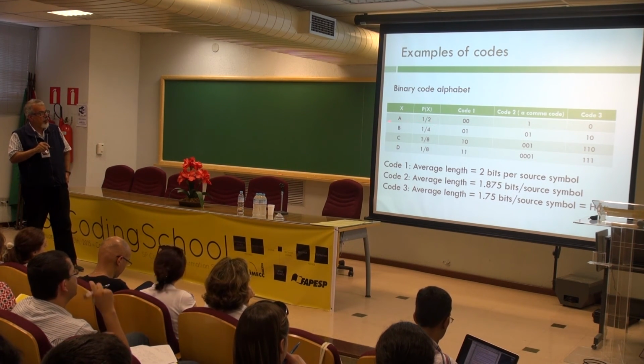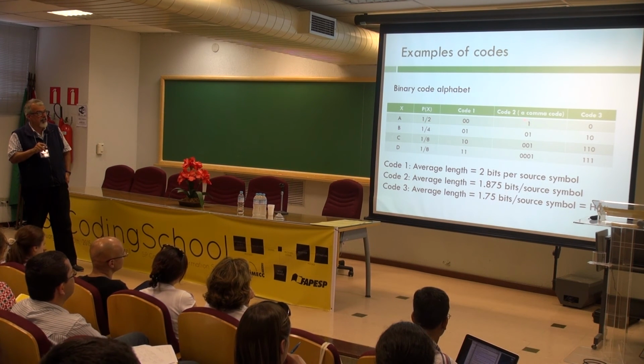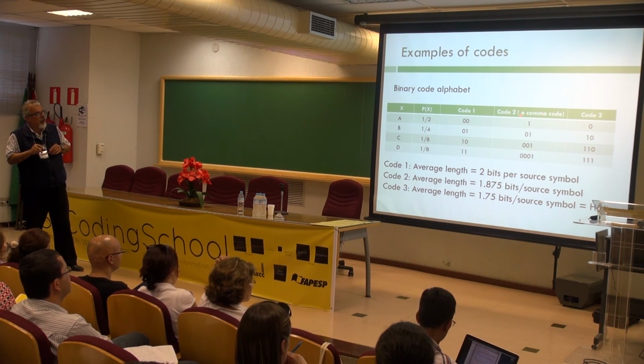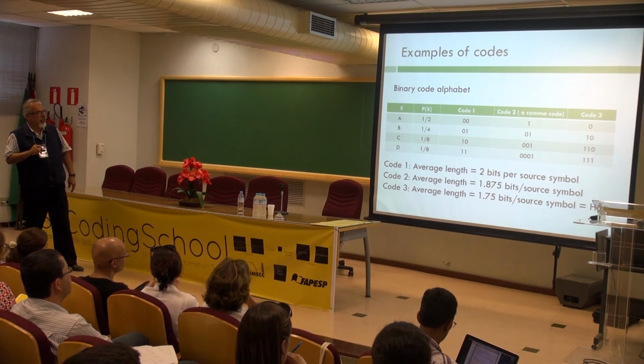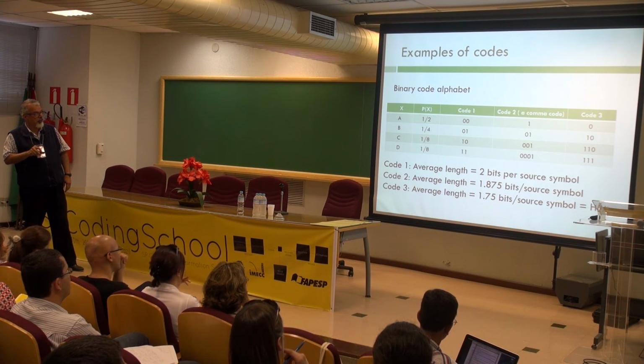So essentially, that's what we're doing here. We're taking this symbol A that has probability 1/2 and giving it a very simple code word, only of length 1. This is also called a comma code because the 1 is used as a comma. Okay? So you have nothing and a 1, 0 and a 1, and so forth. This is a comma code, and it has an average length of 1.875.